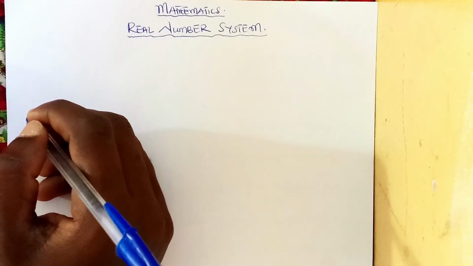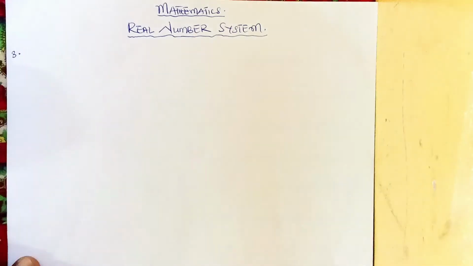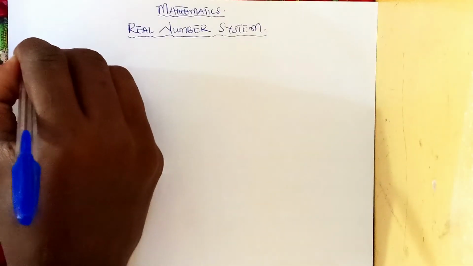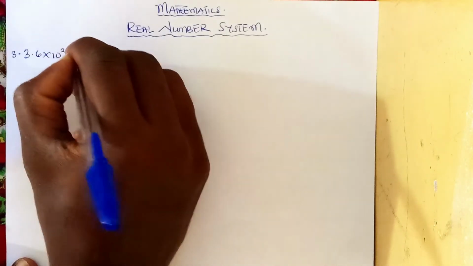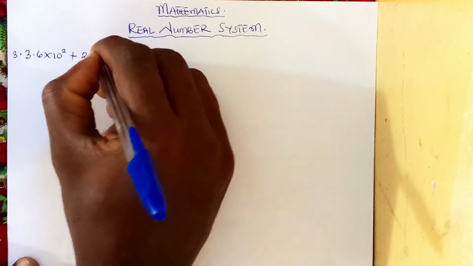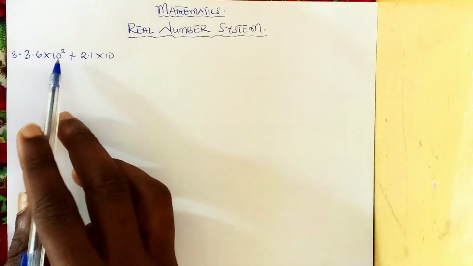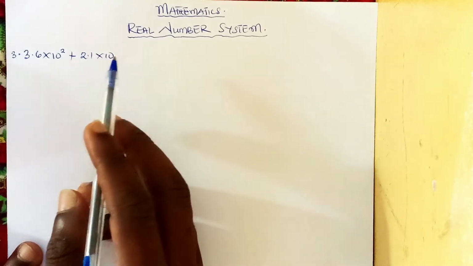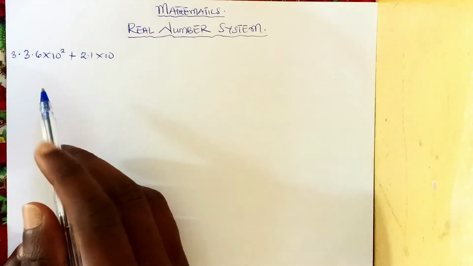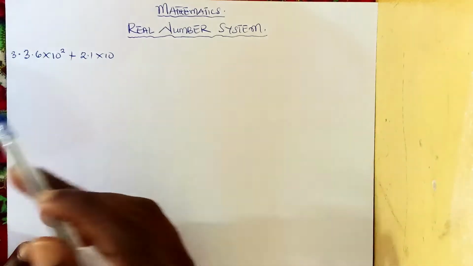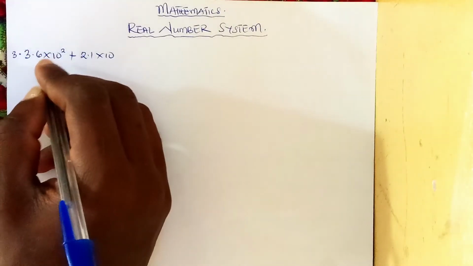Our final example on addition and subtraction of standard form, we have example 3. 3.6 times 10 raised to the power 2 plus 2.1 times 10. In adding this, where the bases have different exponents, you can't say you are going to choose one. Hence, we have to convert it into its normal state, solve it, after that convert it back into the standard form. So we convert this into its normal state.